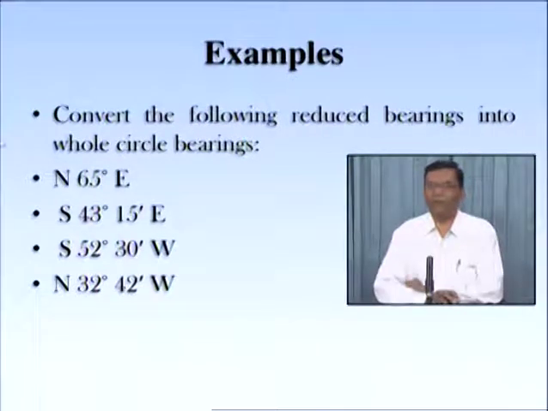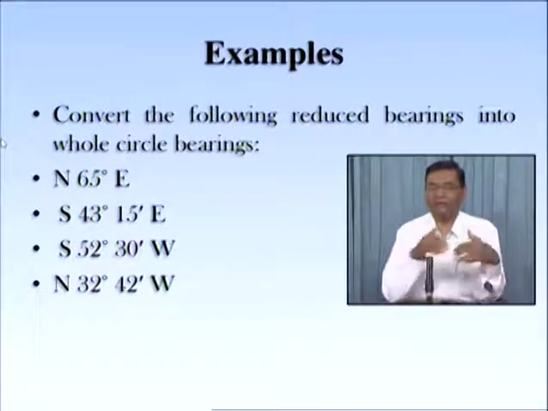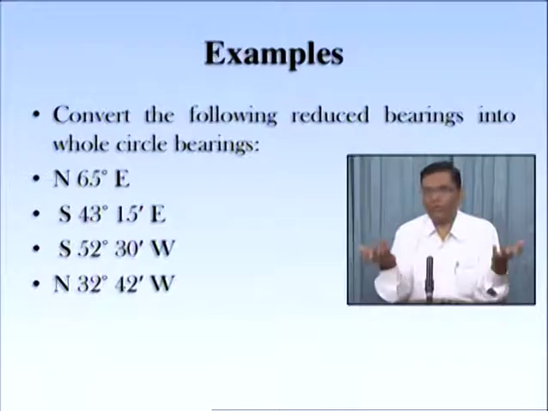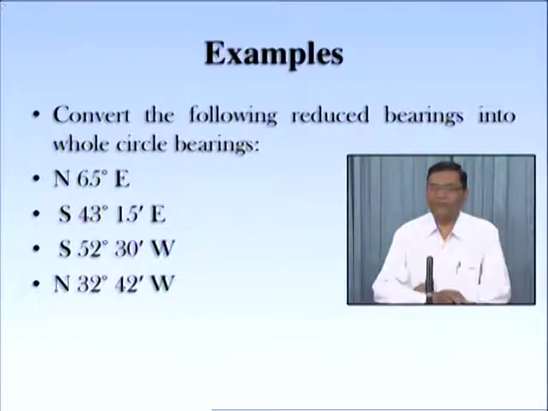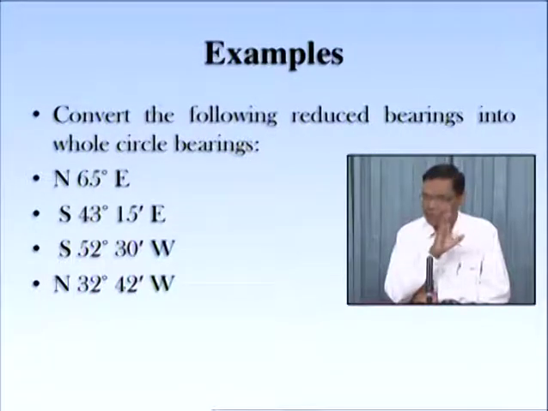Some reduced bearings are given, and we have to convert them into the whole circle bearing. The first is given as north 65 east. See this, this is in the first quadrant. The second, south 43 degree 15 minute, is in the second quadrant. We are taking examples in all four quadrants, so there is no confusion afterward.